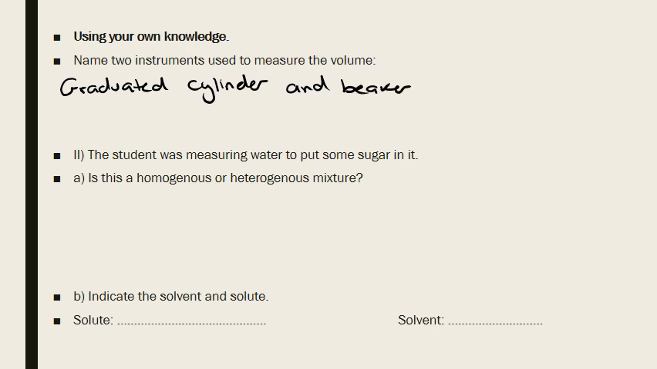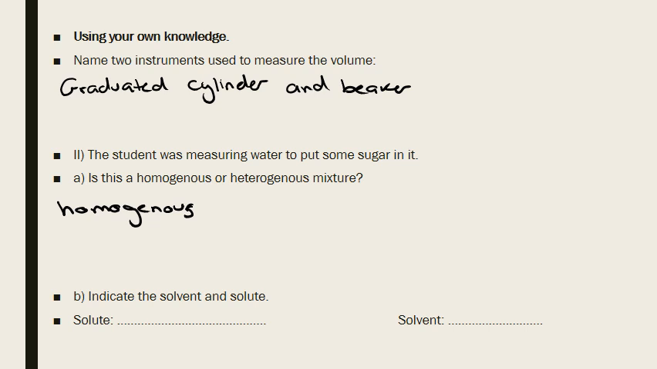The student was measuring water to put some sugar in it. Is this a homogeneous or heterogeneous mixture? Remember, when we put sugar, it completely dissolves into the water. Therefore, only one phase is observed. So this is homogeneous. Only one phase is observed when we put sugar into water.